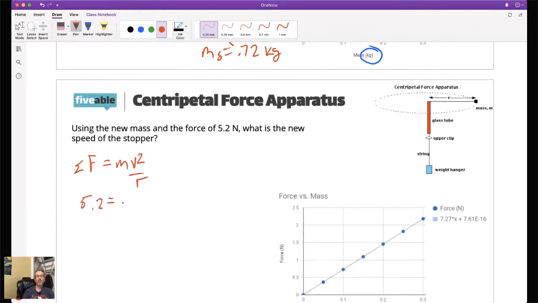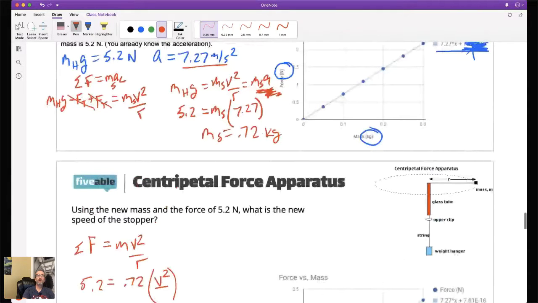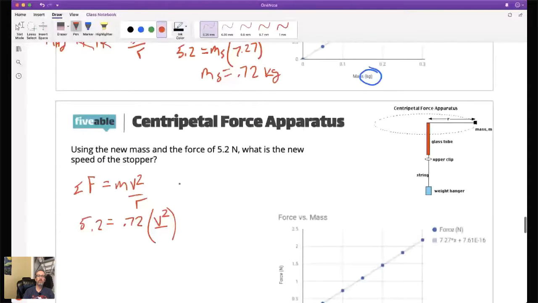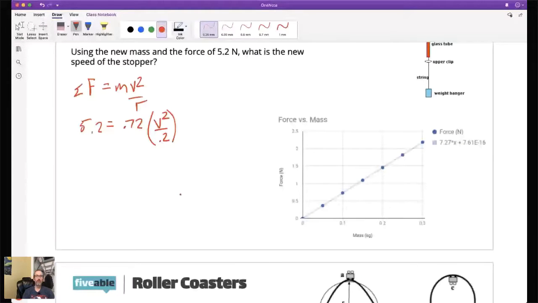We have our new stopper mass, which is 0.72. So we want to find this new speed. So that is v squared over r. What was our radius? Our radius earlier was 0.2. So we're going to put 0.2 down here on the bottom. Now, let's solve for the velocity.